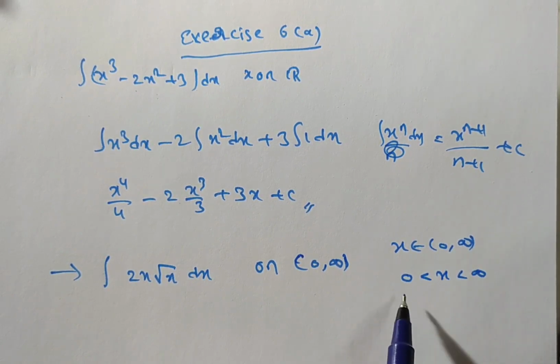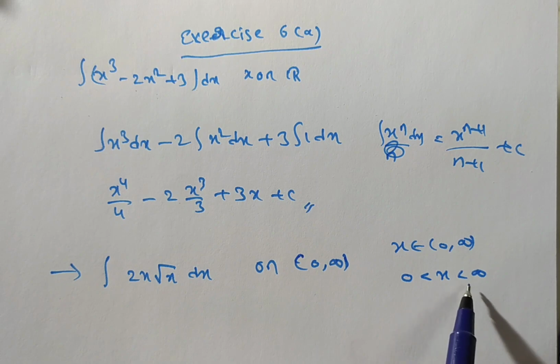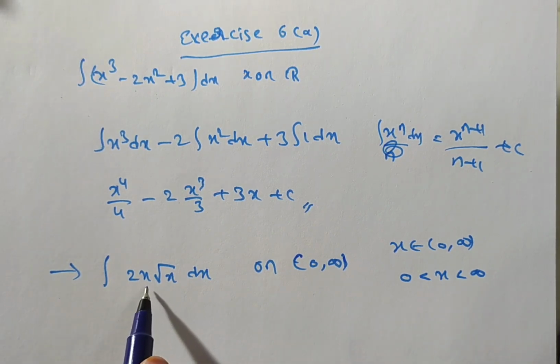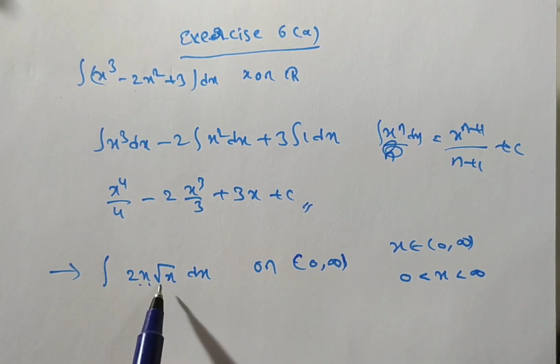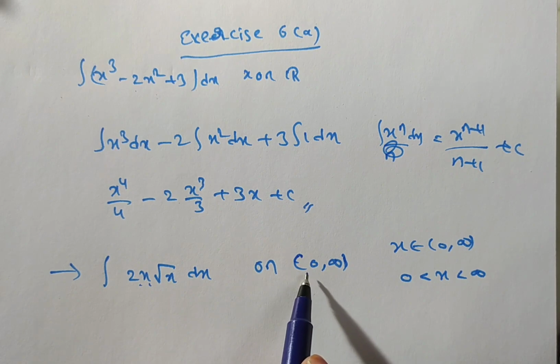So x is not equal to 0 and x is not equal to infinity. In this case, if x is equal to 0, you will have a 0 only in the numerator. If x is 0, in this case it is defined, but the given interval is 0 comma infinity.